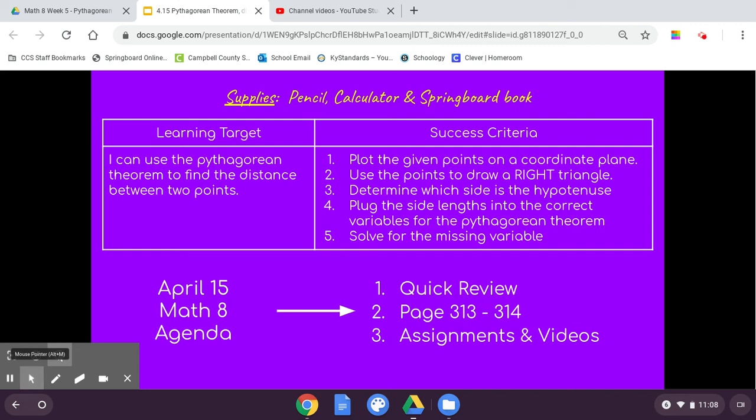Good morning, everyone. Today is April 15th, and I'm going to be doing a quick lesson on using the Pythagorean theorem to find the distance between 2 points. I need you to make sure you have your supplies for the day. You also have your learning target, your success criteria, and our agenda.